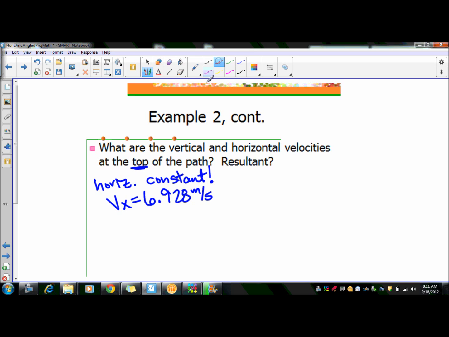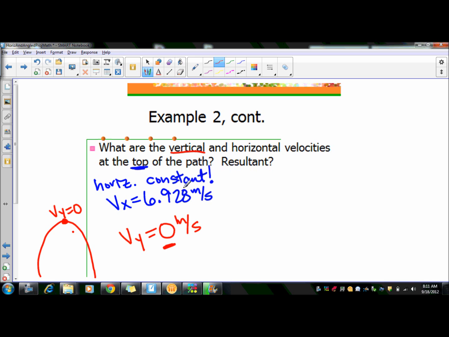The vertical, we said it decreases going up. It's 0 at the top and then increases on the way back down. We're right here where our Vy is 0. So Vy is 0 at the top. So horizontal, vertical. So what is the resultant?